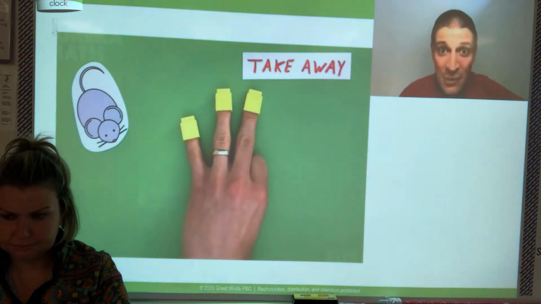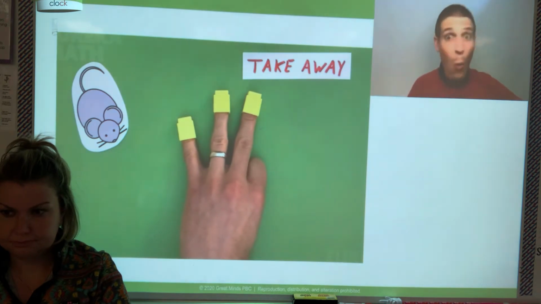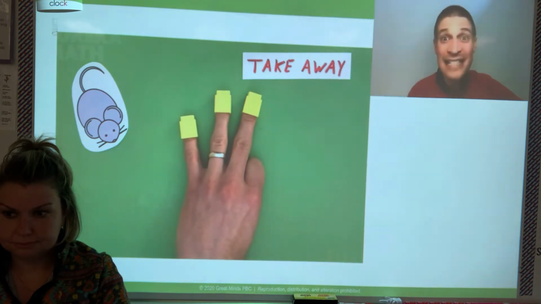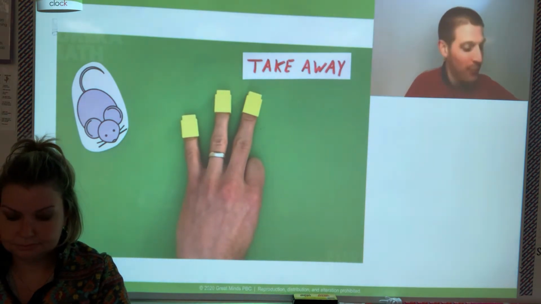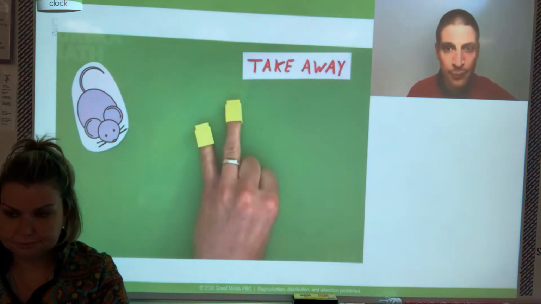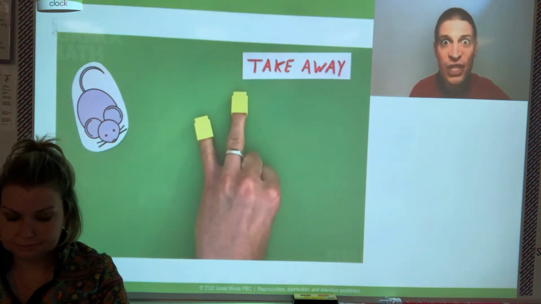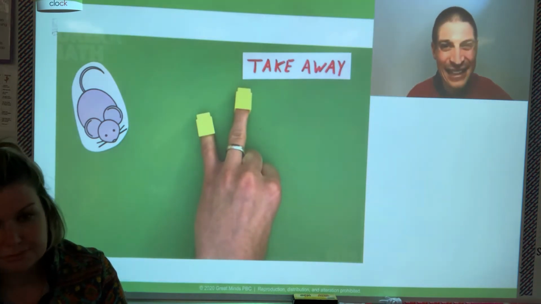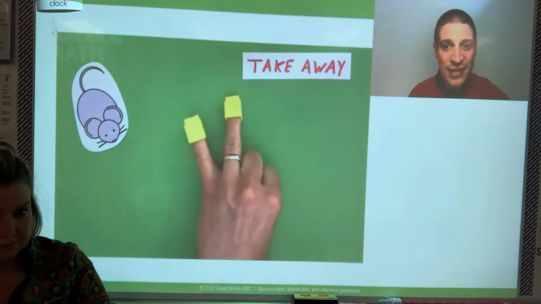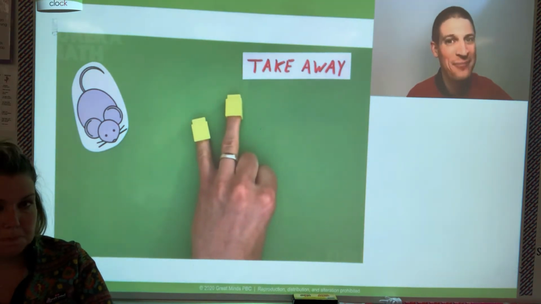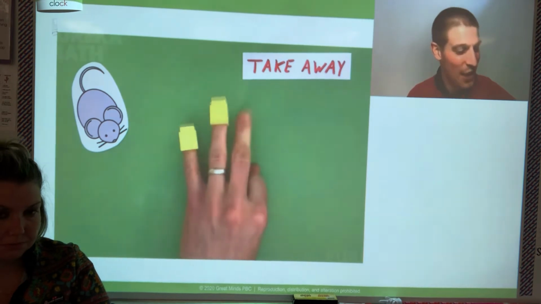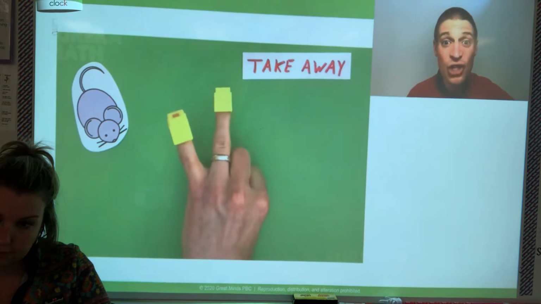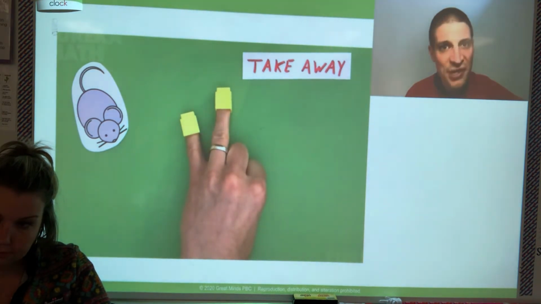Oh no, Mousy ate another piece of our cheese. What should I do? Yes, I need to take a piece of cheese away. Let's take this one away. How many pieces of cheese do we have left? Think. Say it. Yes, 2 pieces of cheese. Ready? Listen carefully to Mr. Hammer. 3. Take away 1 is 2. We only have 2 pieces of cheese left.